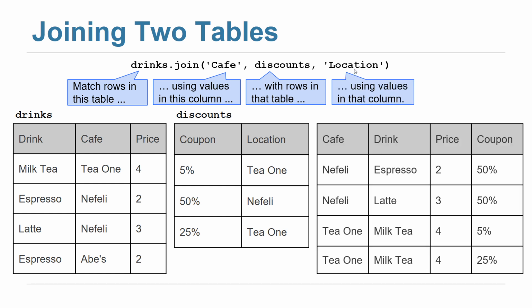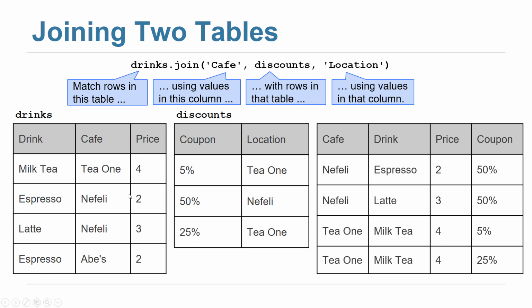And here is the outcome of the join of these 2 columns. First, look at the columns. We'll see cafe, which is the joining column here, and we don't of course see location because it's the same thing. Okay, so one of them only is indicated in the resulting table, and then we have all columns from both tables. So we'll see drink, we'll see price, and we'll see coupon from the discounts table.